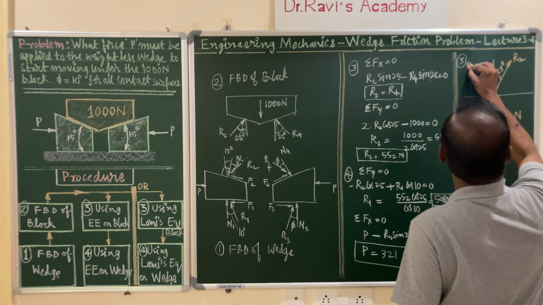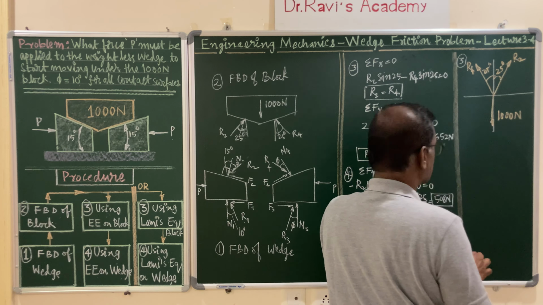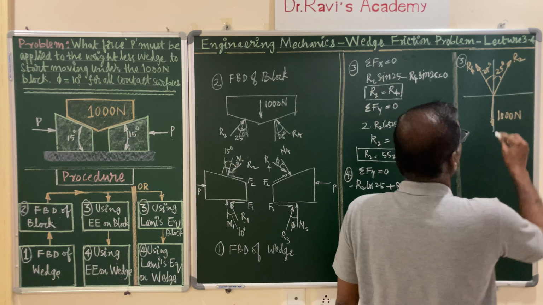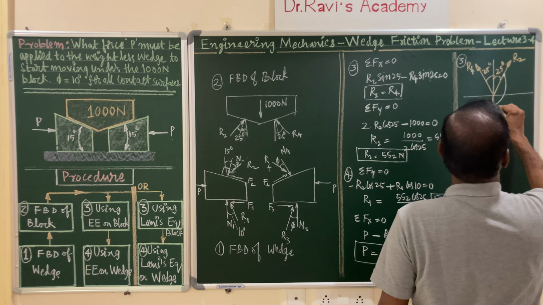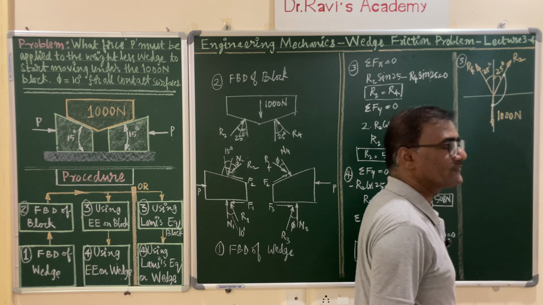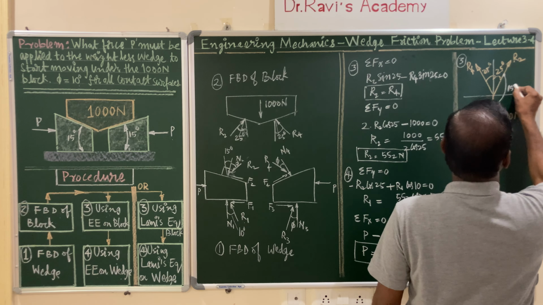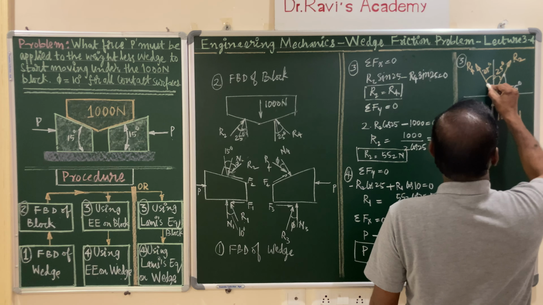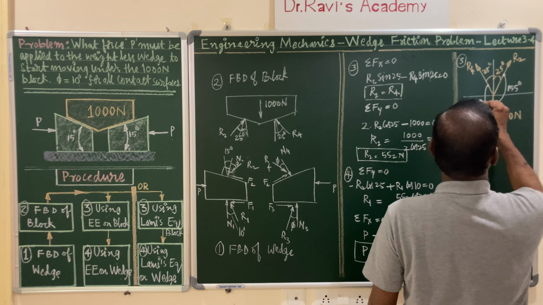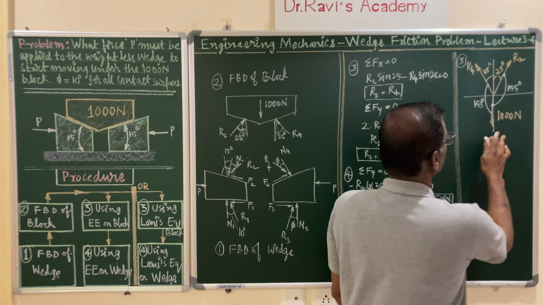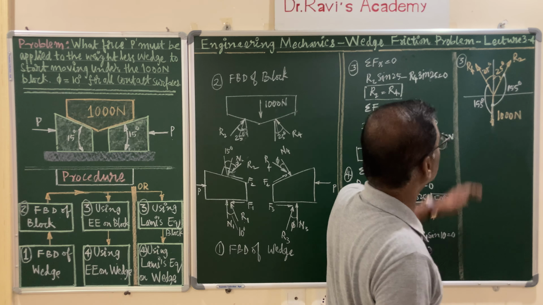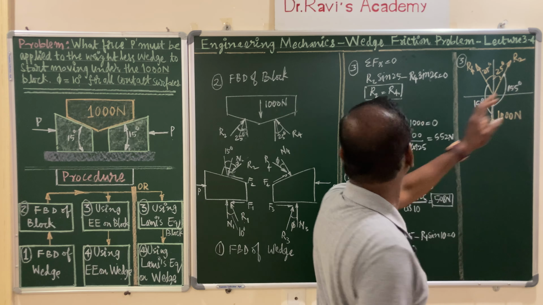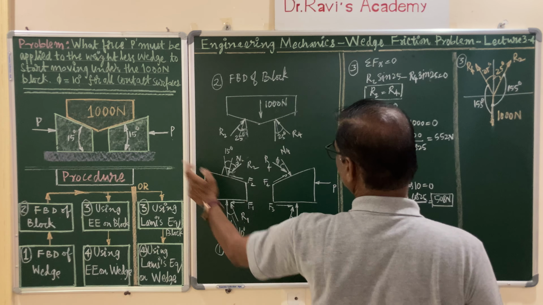So this is R4. Whenever you are applying Lami's theorem, calculate the angle between two successive forces. The angle between these two is 180 minus 25, it is 155 degrees, and this is also 155 degrees. Now you got all the angles, so you can make use of Lami's theorem. Remember that you are very much interested in R2, this contact force.